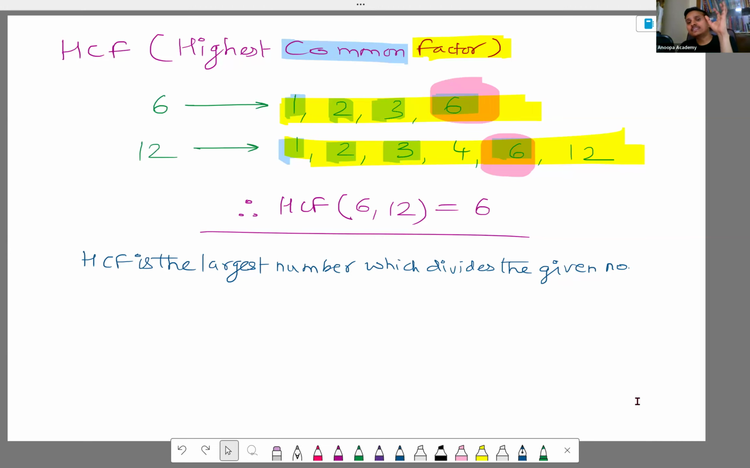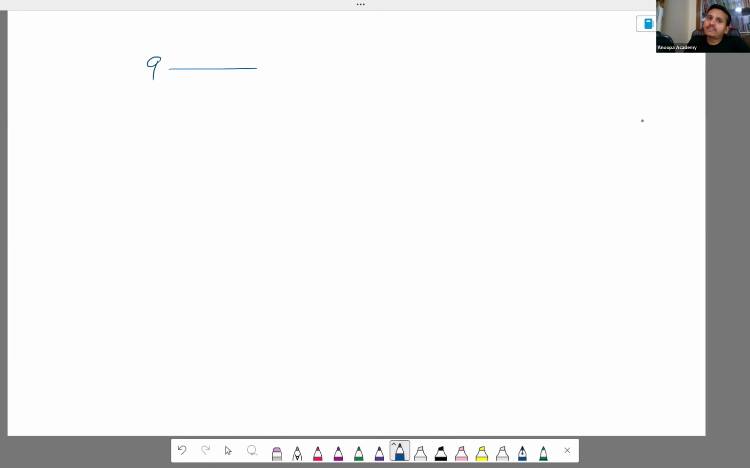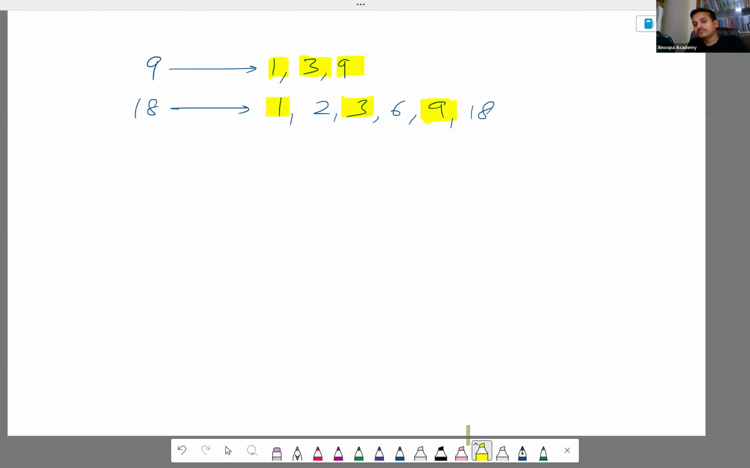So you have understood that HCF is the largest number which divides the given numbers. Okay, please remember that. So now, I'll give one more example. Suppose I have 9, factors are 1, 3, and 9. Next, I take 18. Factors of 18 are 1, 2, 3, 6, 9, and 18. What are the common factors? 1 is common, 3 is common, 9 is common. So highest common is 9. Therefore, HCF of 9, 18 is nothing but 9.